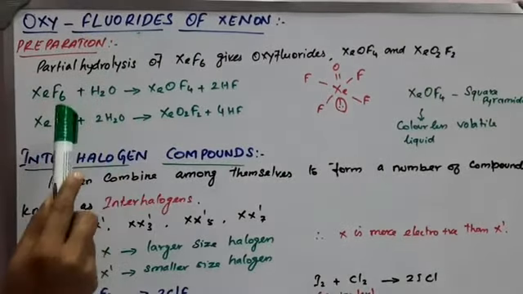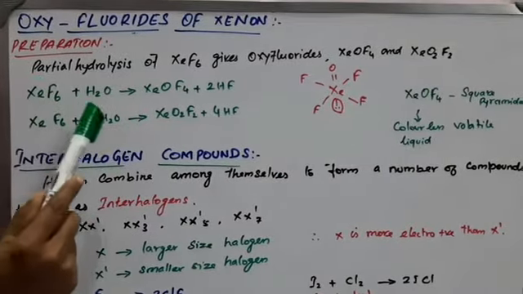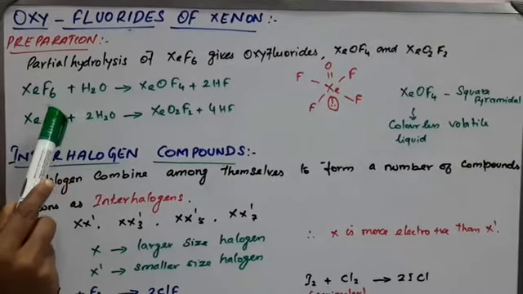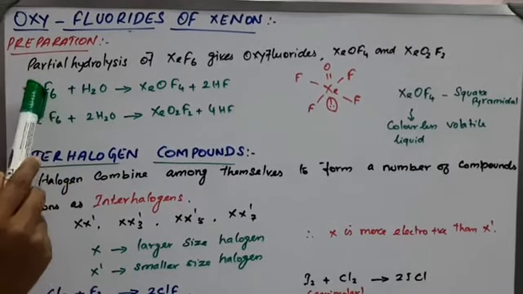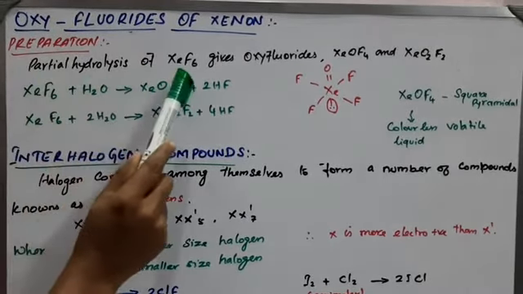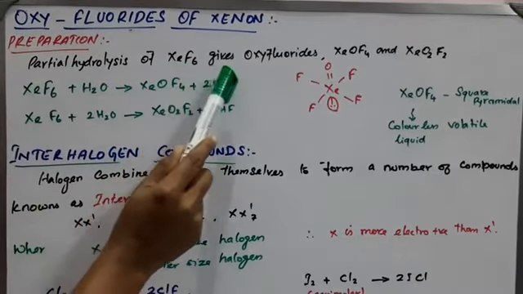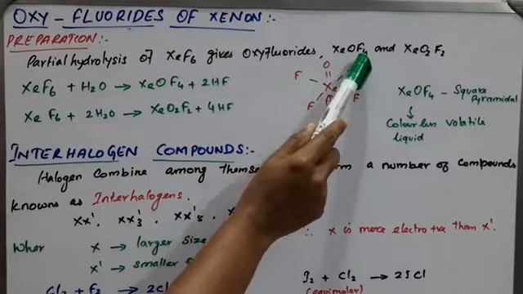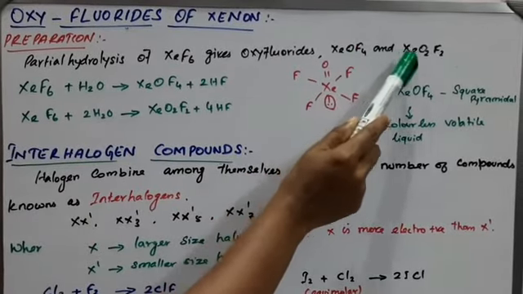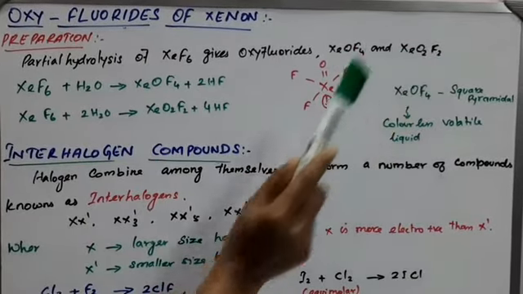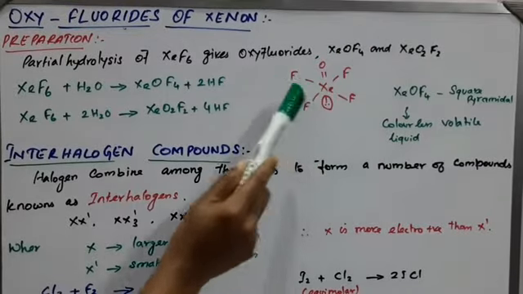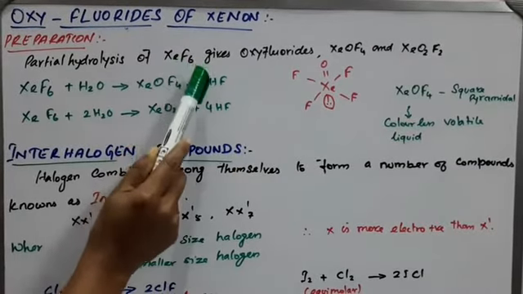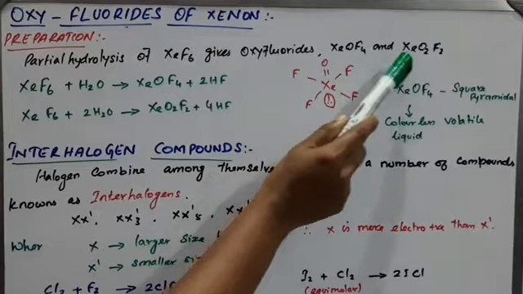Oxyfluorides of xenon. Okay, so how can the oxyfluorides be prepared? Okay, partial hydrolysis of xenon hexafluoride gives oxyfluorides like xenon oxytetrafluoride and xenon dioxydifluoride. Okay, so these are the compounds. Okay, hexafluoride undergoes hydrolysis reactions to give these two products.